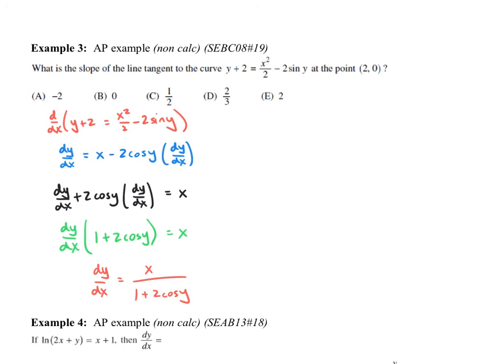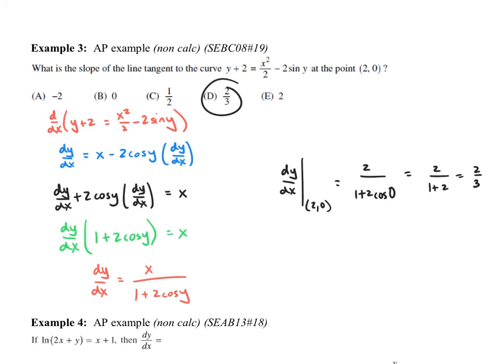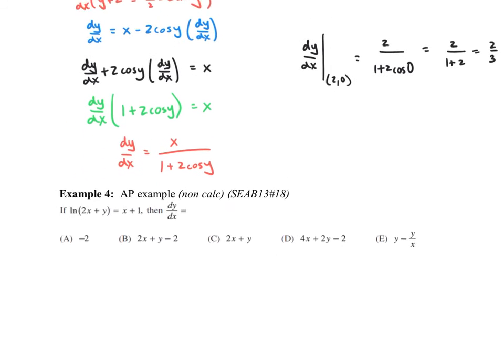All right, now what we want to do is calculate the derivative at this particular point. So we have the point 2, 0. So we plug in 2 for x and 0 for y. And that gives us 2 divided by 1 plus cosine of 0, which is 1. So we have a slope of 2/3. All right, let's try our last example.